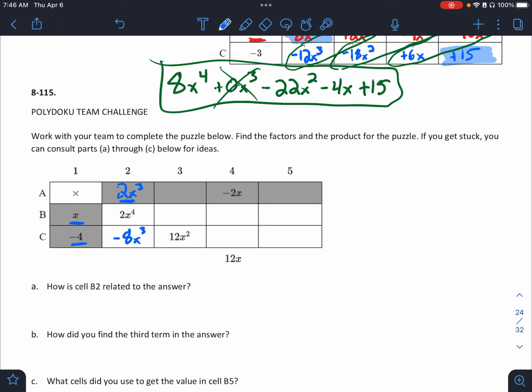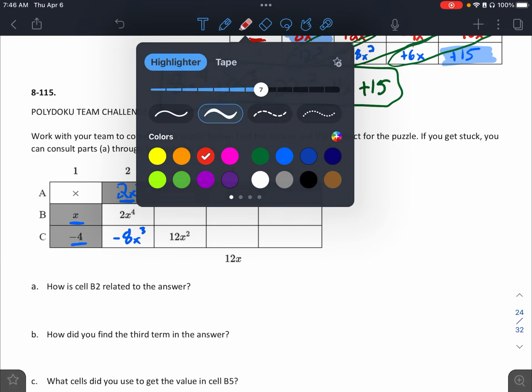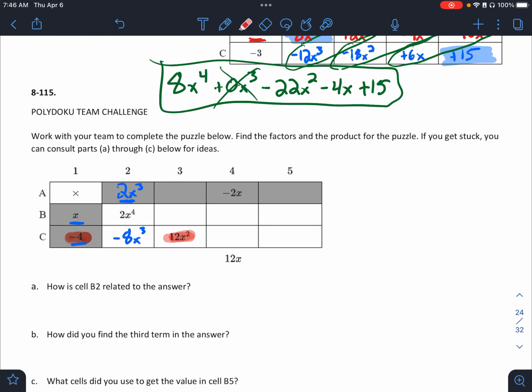Okay, now I'm looking at this. I'm going to try to color code this as best I can, which maybe will make it more confusing, but hopefully not. So I have negative 4 times what gets me 12x squared. It's going to be negative 3x squared. And then again, I can fill in this next one. So now I have negative 3x squared times x gets me negative 3x to the third. This one I already have. So negative 2x times x is going to be negative 2x squared.